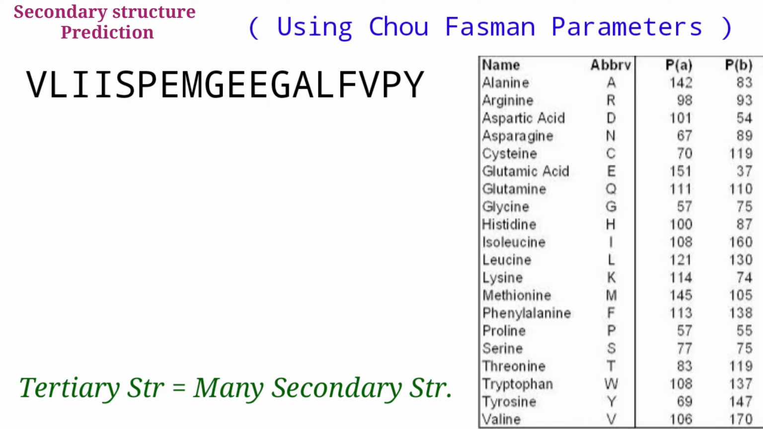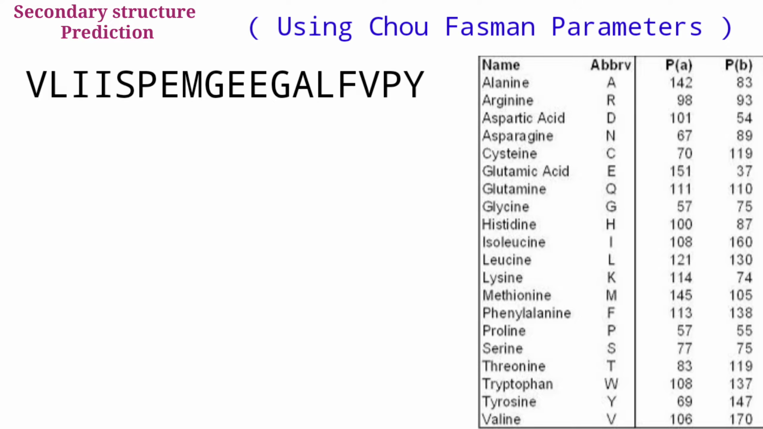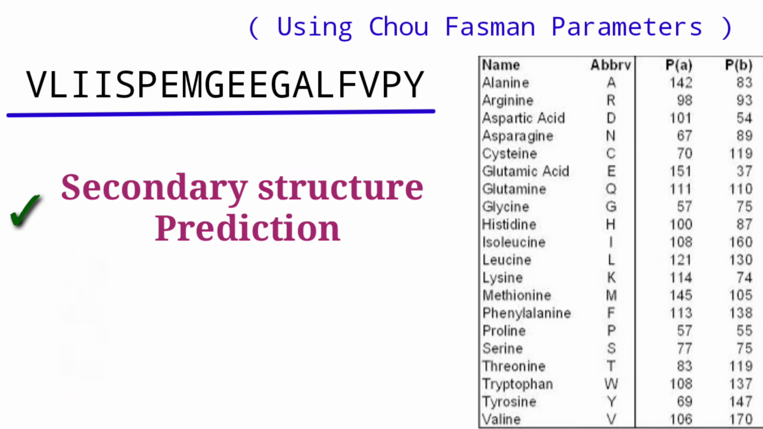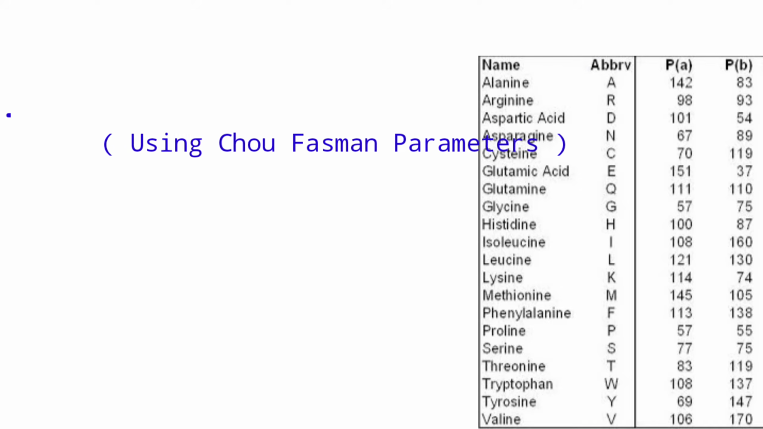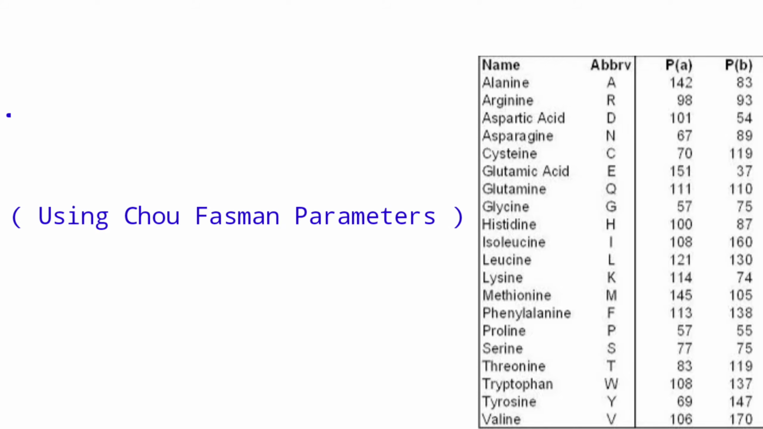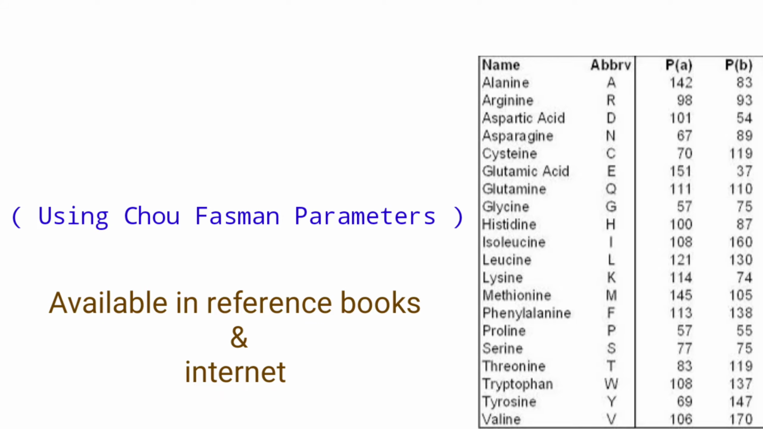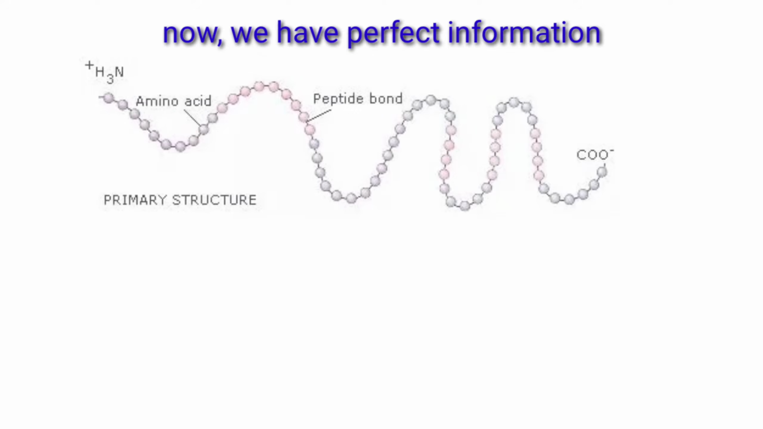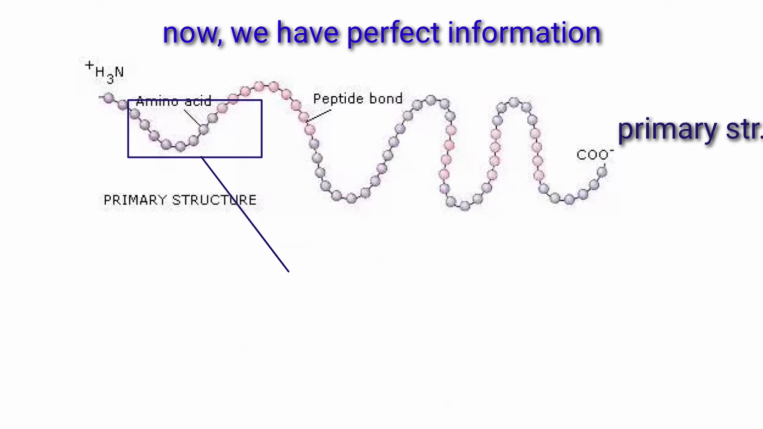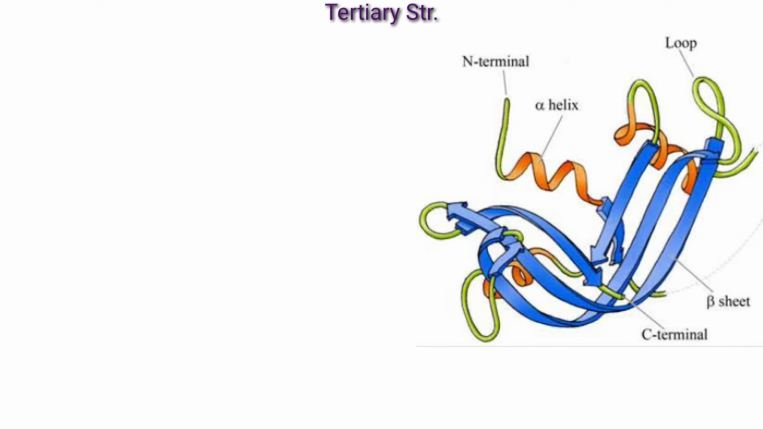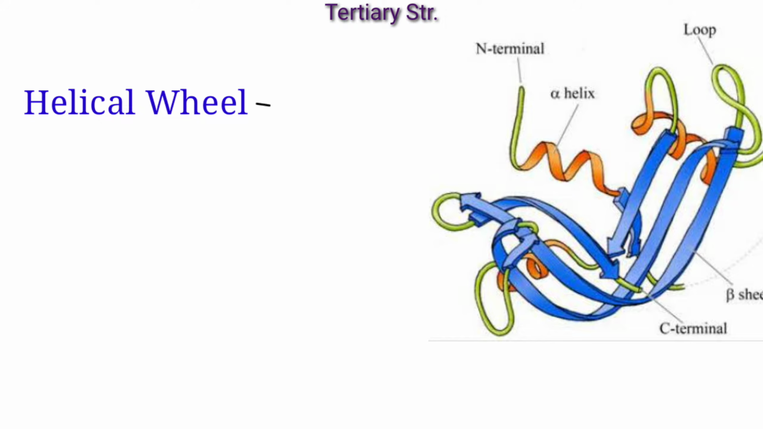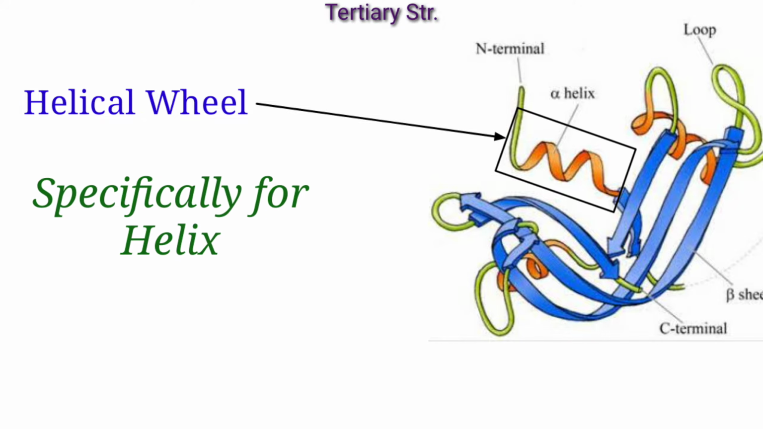In this way, we can predict or decide from the amino acid sequence which you have already been given which portion is ready to form alpha helix. For this, we have used the Chou Fasman parameters, and you can get them from the internet or from any biochemistry book. Once you know which portion of the polypeptide is going to form alpha helix and beta sheet, it is not over yet. It is our duty to find the helical wheel for that alpha helix, especially for alpha helix.